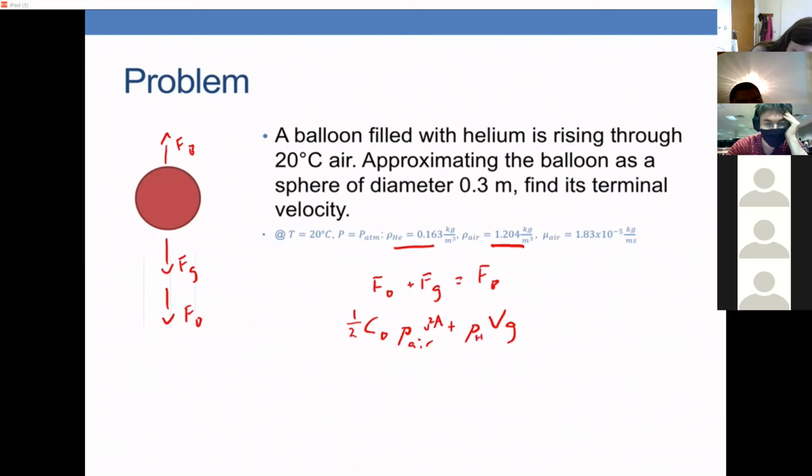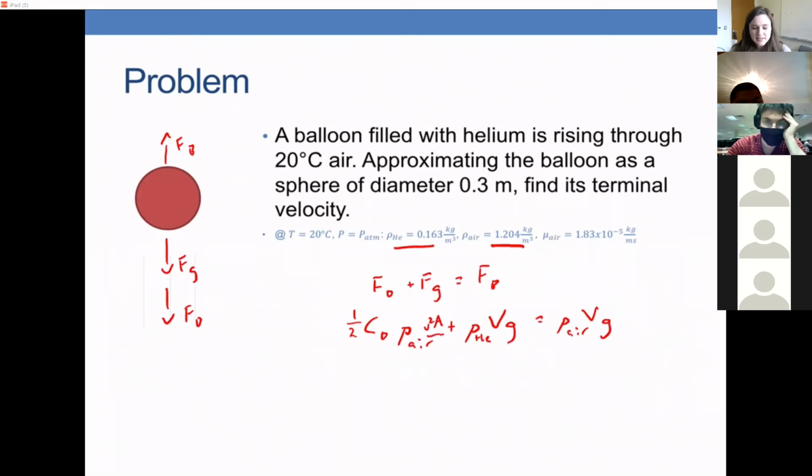So this is helium equals the buoyant force, rho Vg. Will that density be the density of air or of helium? That one will be of air, because buoyant force comes from the fluid around it. So remember to put the v squared A right there.